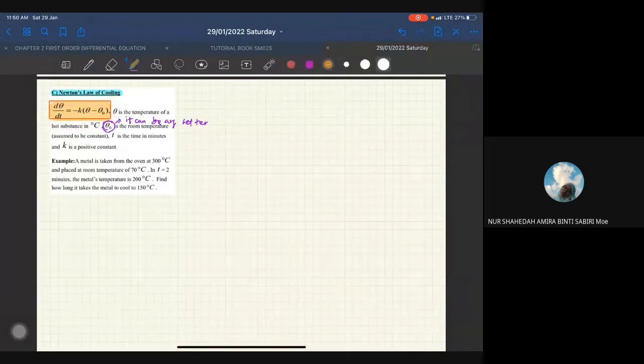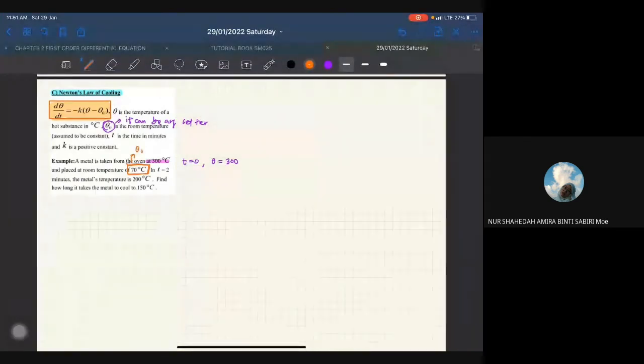Alright, so secondly, apa soalan cakap kat situ? So dia cakap a metal is taken from the oven at 300 degrees Celsius. Okay, so 300 degree Celsius. Dia kata dia diambil daripada oven. So masa tu, masa belum berjalan lagi. So it means that T is 0. Okay, so this one, T is 0. T equal to 0. Temperature kita letak as theta equal to 300. And then room temperature kita adalah 70 degree. So 70 degree Celsius ini adalah constant. So dia adalah theta naught.